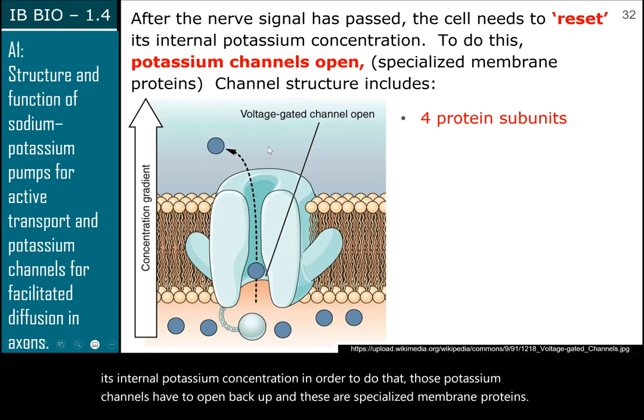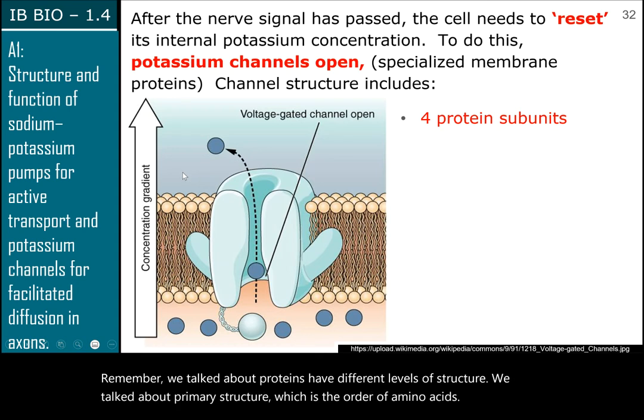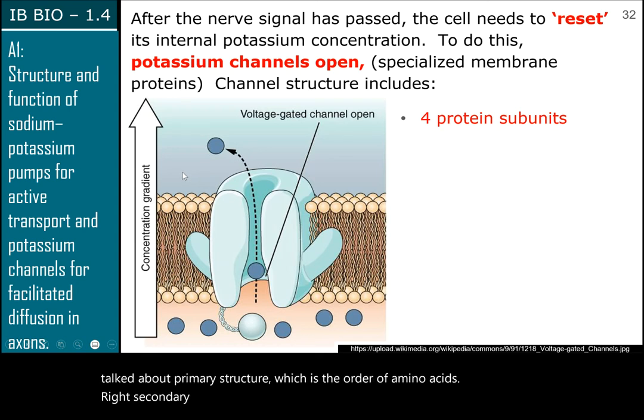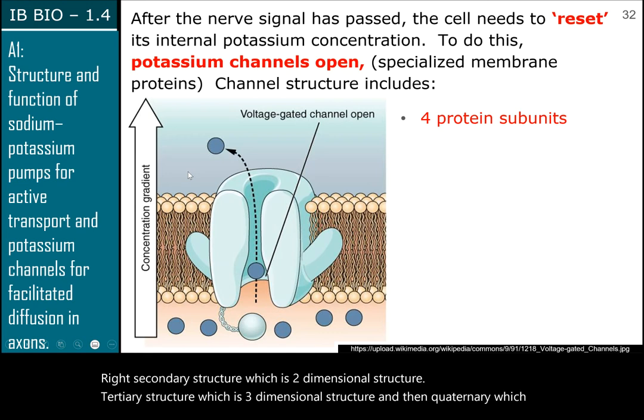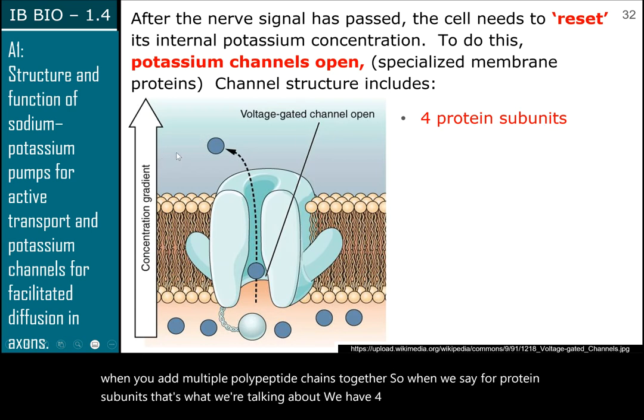Now, remember we talked about proteins have different levels of structure. We talked about primary structure, which is the order of amino acids, right? Secondary structure, which is two-dimensional structure. Tertiary structure, which is three-dimensional structure. And then quaternary, which is when you add multiple polypeptide chains together. So when we say 4 protein subunits, that's what we're talking about. We have 4 polypeptide chains that are grouped together to form a particular structure.